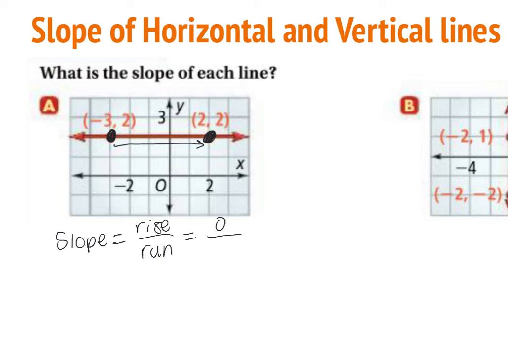And our run. How much do we run? Giancarlo? 5 to the right. So it's going to be positive 5. What's 0 divided by 5? Giancarlo? 0. So the slope of this horizontal line is 0. Let's check out the vertical line.